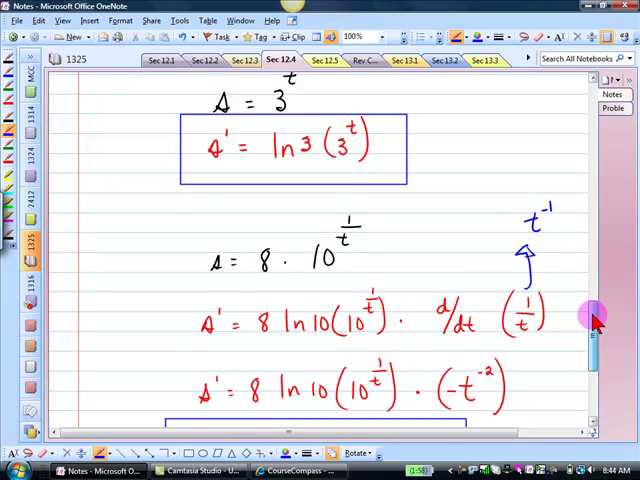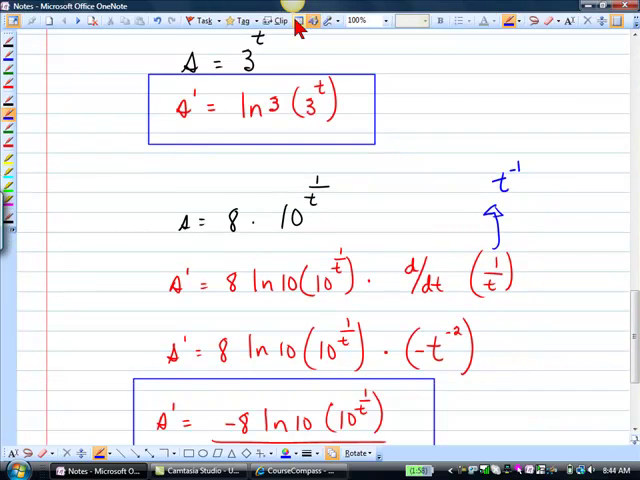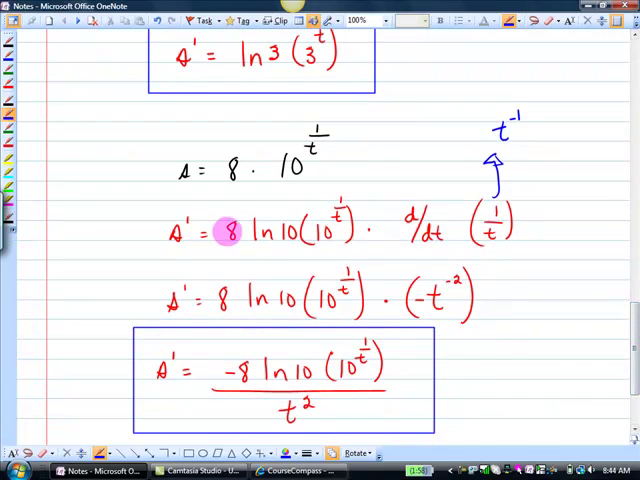All right, here's another one. 8 times 10 to the 1 over t. This is a little bit more complex. Let's see if I can make this screen a little bigger for you. Okay, so we're going to write 8 times, because the 8's just a number, it's just going to hang out there. ln 10, because that was ln a, of 10 to the 1 over t.